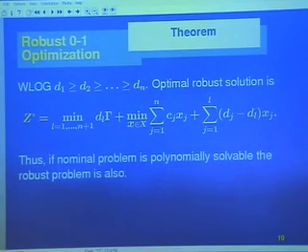Which obviously suggests that if the original problem is solvable efficiently in polynomial time, the robust counterpart is also solvable in polynomial time. A rather rare property. It's a property that does not usually occur when you have robust guarantees, which illustrates that I think this model has some attraction. But it doesn't illustrate that this is a result particularly appropriate for any particular way of randomness.